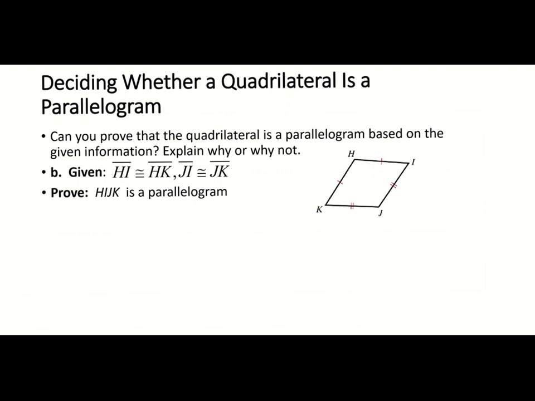Now, if we look at this one and we want to prove that our quadrilateral is a parallelogram, this time I know that HI and HK are congruent. I also know that IJ and KJ are congruent. But they are not opposite sides that are congruent. So do we have enough information to prove this is a parallelogram? We do, and our information tells us that it is not a parallelogram because opposite sides are not congruent. So it is not a parallelogram.